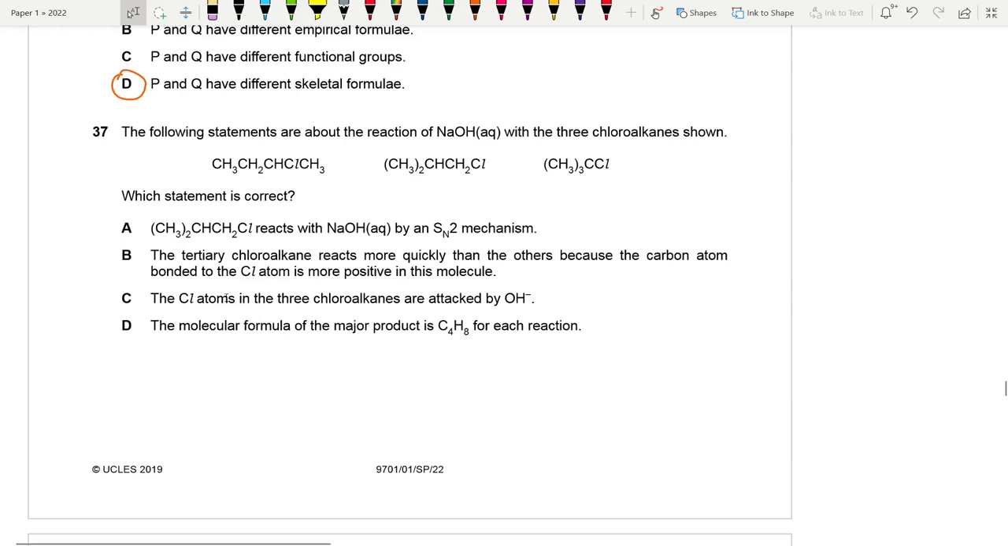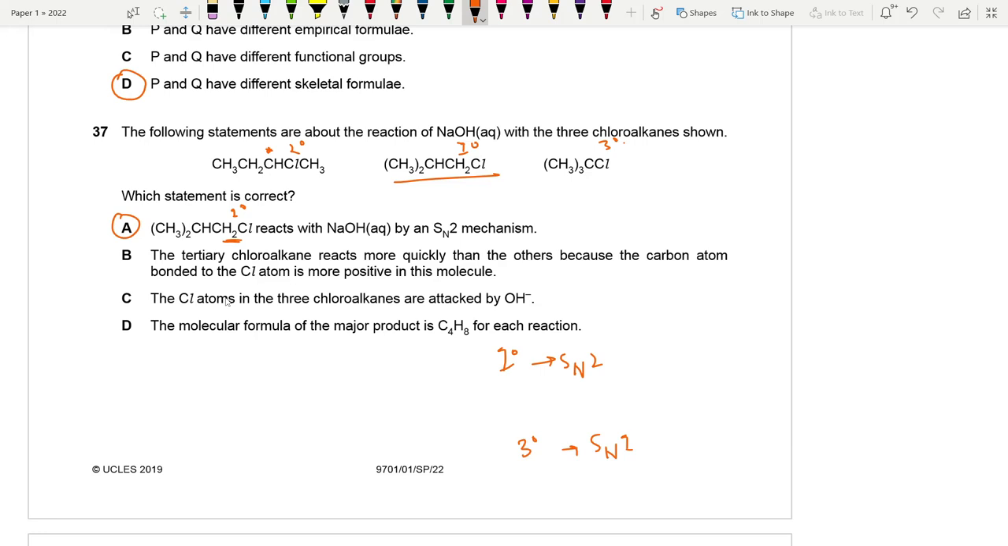37. The following statements are about the reaction of NaOH with 3 chloroalkanes shown. Which statement is correct? So it's about nucleophilic substitution. This is a secondary halogenoalkane. This is primary. This is tertiary. So this one, the primary halogenoalkane, reacts by SN2 mechanism, which is correct. This is true. Primary, remember, is SN2 and tertiary is SN1, and secondary can take part in both.